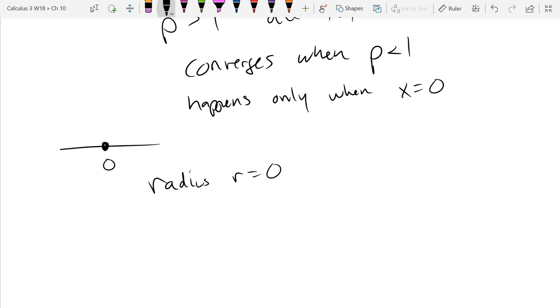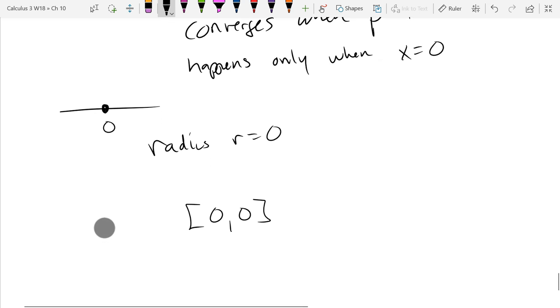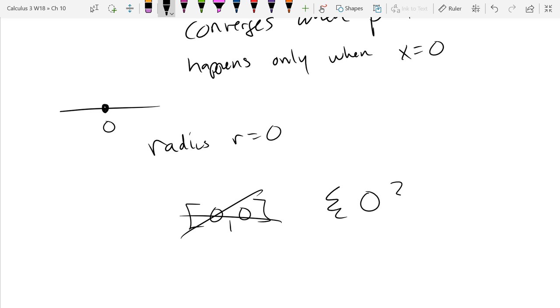You shouldn't really write interval notation. This is technically incorrect, although I'll know what you mean if you write this: the interval from 0 to 0, including 0. But the better way to write it, this is not standard notation right here, you want to write it in set notation, where you just put the single element inside there. So the proper way to write this out is just the set with 0 inside of it.